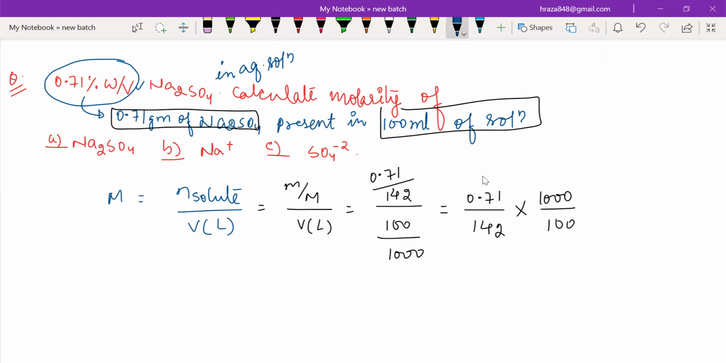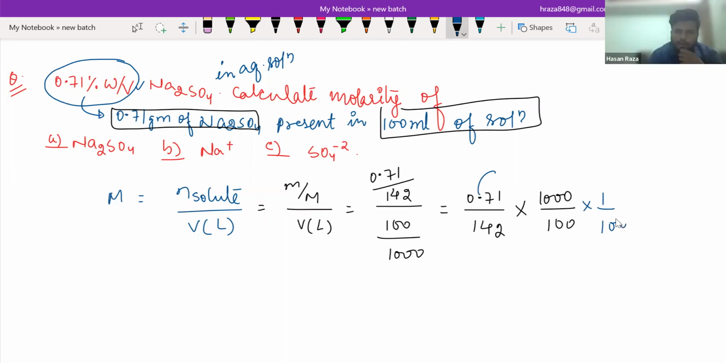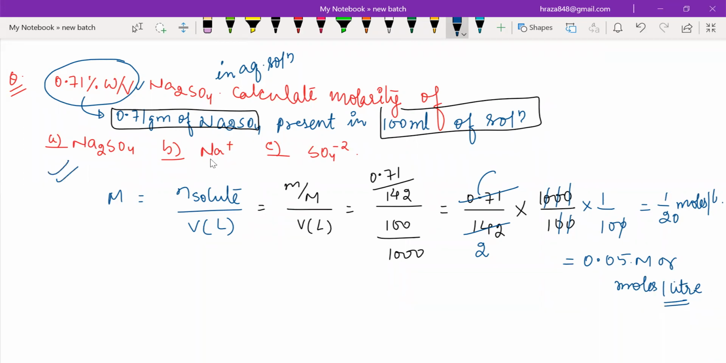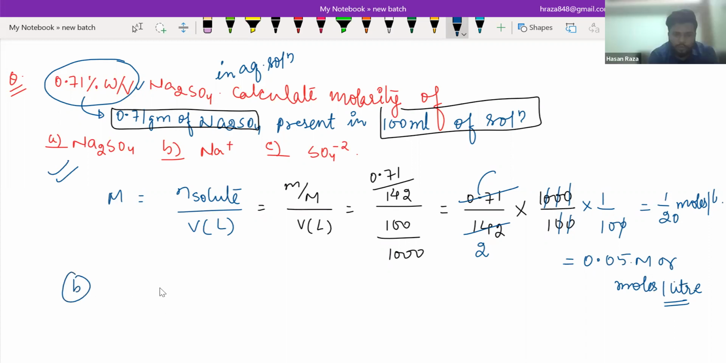Now if you remove this decimal, 100 will be in denominator. And now this 0 will be cancelled by this 0. Now 71 by 142 gives 1 by 2, so we have a value of 0.5 by 100, which is 0.005 M or moles per liter. So this is the molarity of Na2SO4. Now we need to calculate the molarity of Na plus and SO4 2 minus.